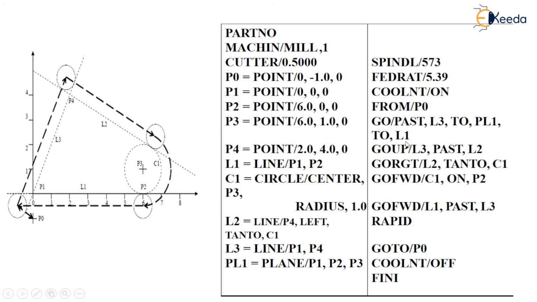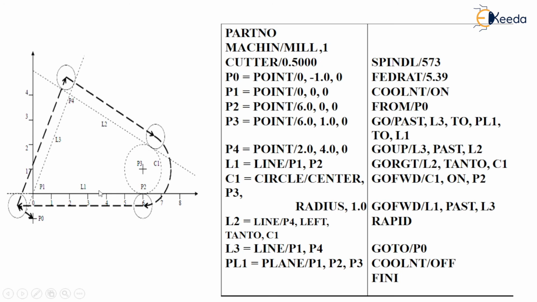Then go upward direction: GOUP slash L3. From L3 it will go upward direction, PAST, L2. Then go right. Go right from this right side direction, L2. So it will go like this first. Then from this end to this end, it will be moved in the right direction to L2, slash TANTO, C1, up to tangent of C1. Then it will move to GOFWD slash C1, ON, up to P2. So it goes forward, and up to P2 it is moving.